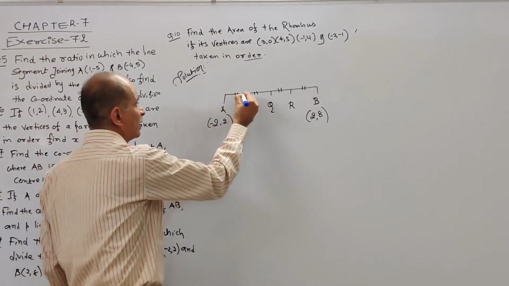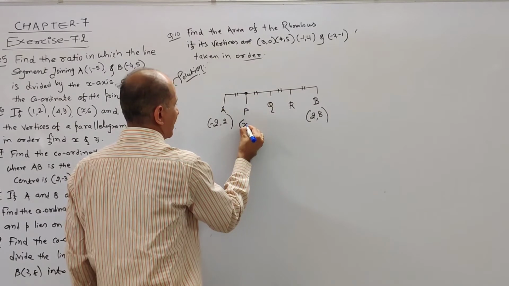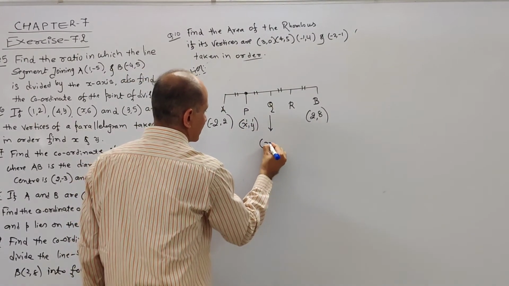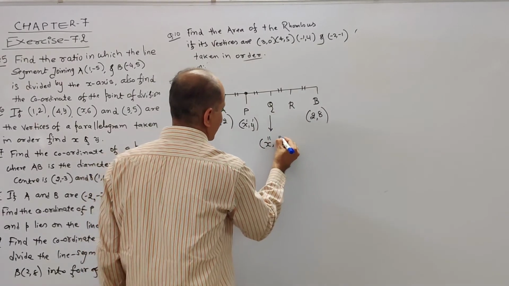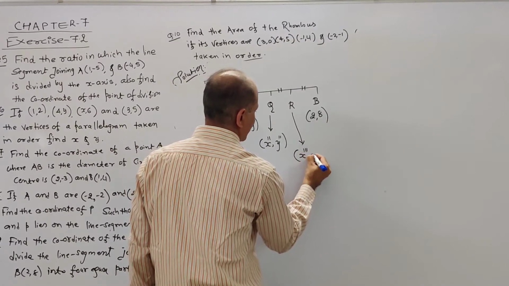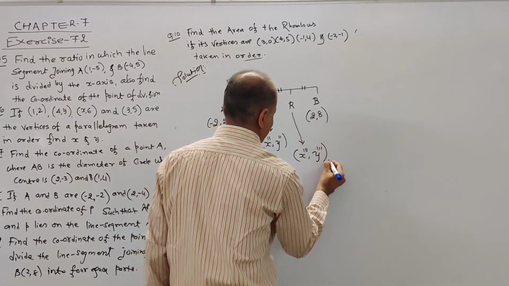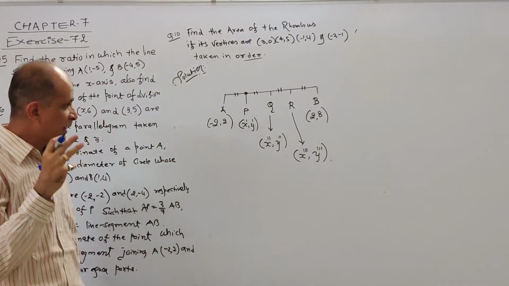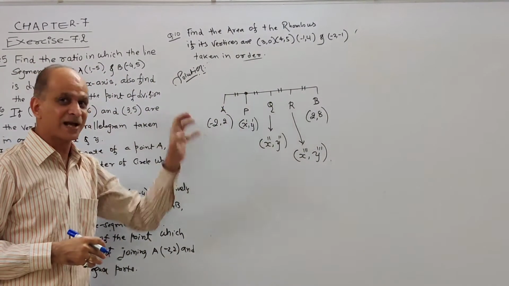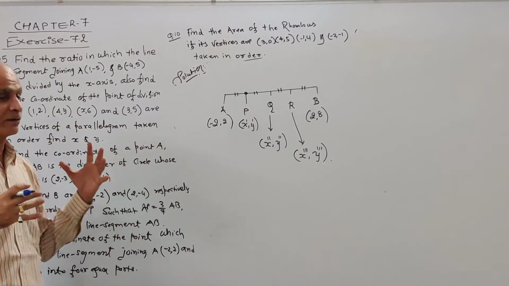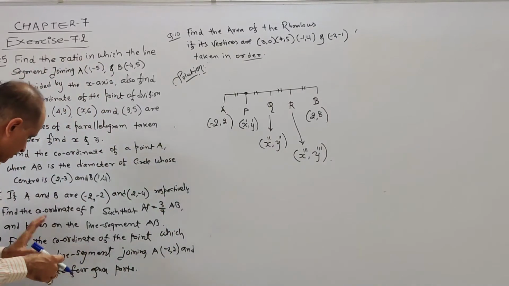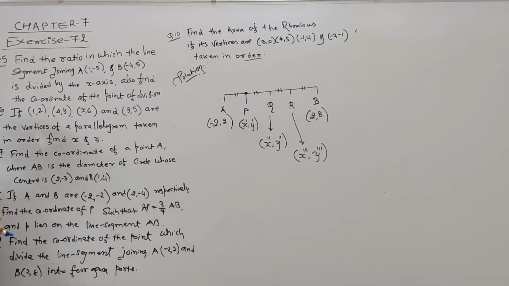So here you have to find out the coordinate of point P. Let me say x dash, y dash. For Q, let me say x double dash, y double dash. And for point R, let me say x triple dash and y triple dash. So here you have to find out the coordinates of 3 different points, that is P, Q as well as R, because these points divide the line segment AB into 4 congruent equal parts.